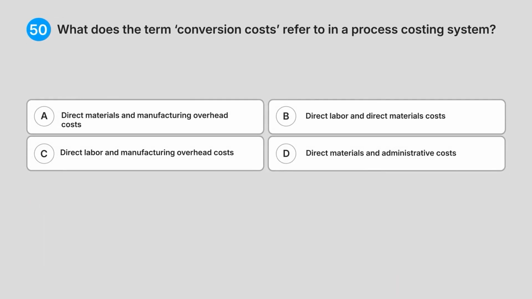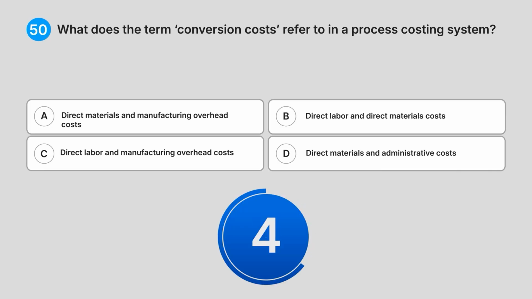50. What does the term conversion costs refer to in a process costing system? A. Direct materials and manufacturing overhead costs. B. Direct labour and direct materials costs. C. Direct labour and manufacturing overhead costs. D. Direct materials and administrative costs. Do you know the answer?